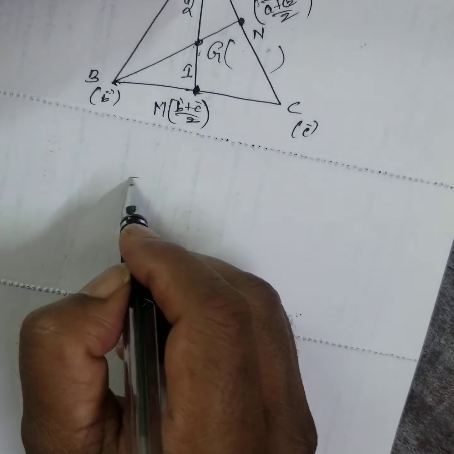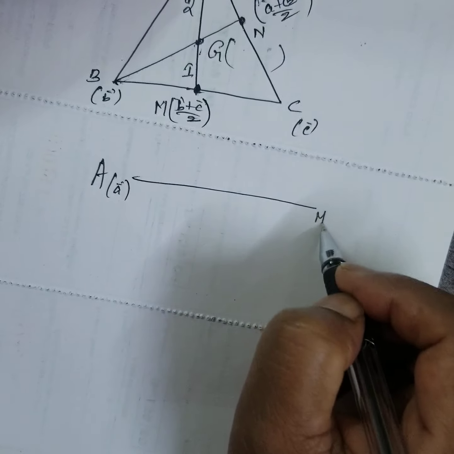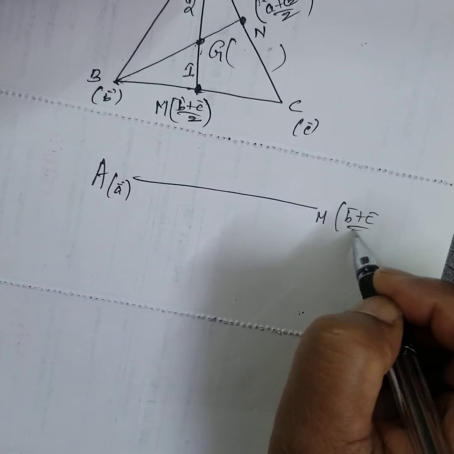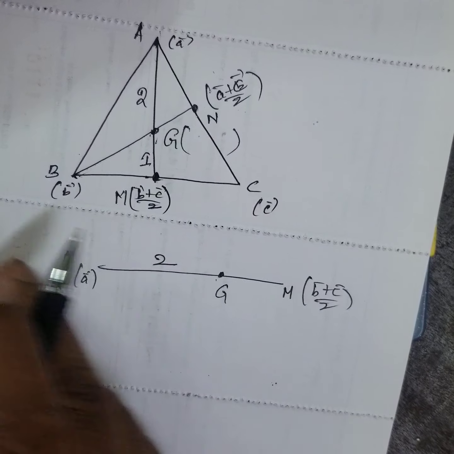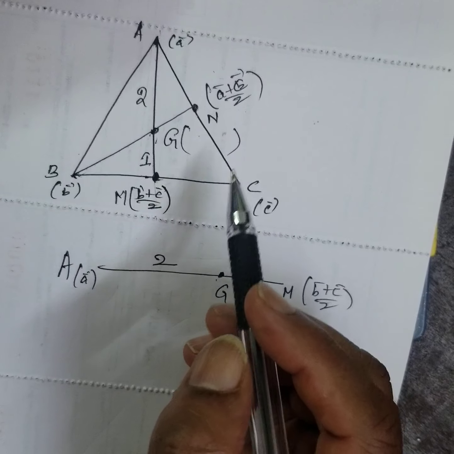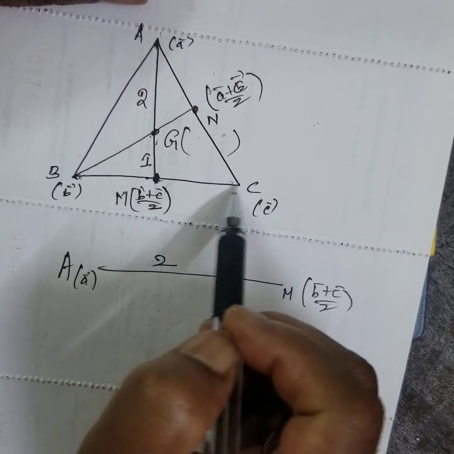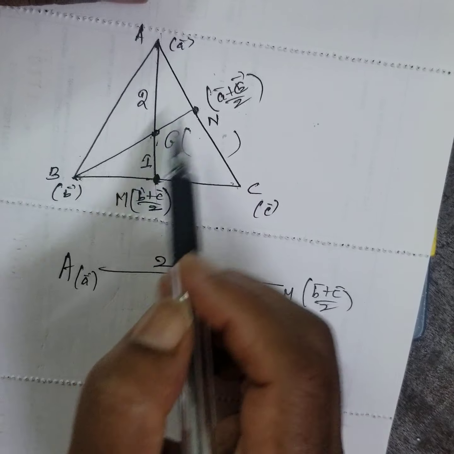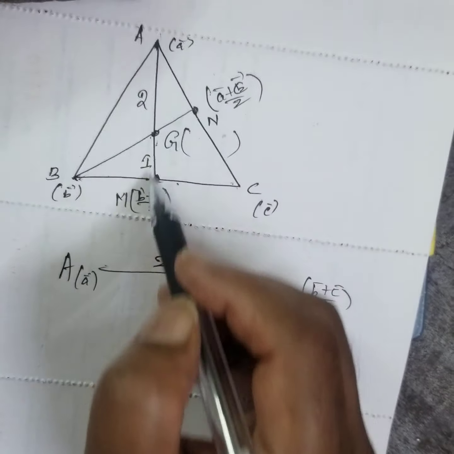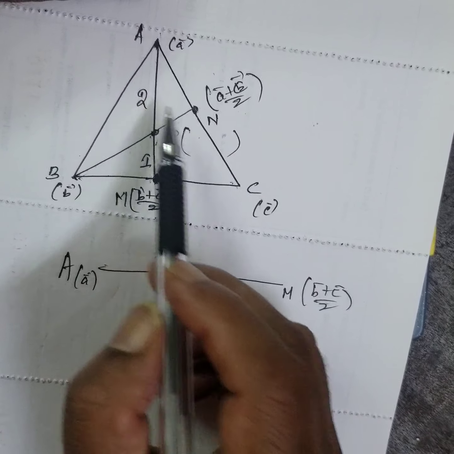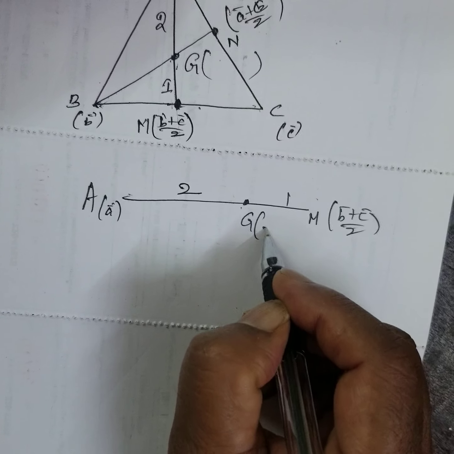Here also 2:1. Now how to find the coordinate of the centroid? See, look at this. This is A. Then this is M. M is what? (B plus C) by 2. And the centroid is G. What is the median? The line joining the apex to the midpoint of the opposite side. Therefore, the centroid divides the median in the ratio 2:1.